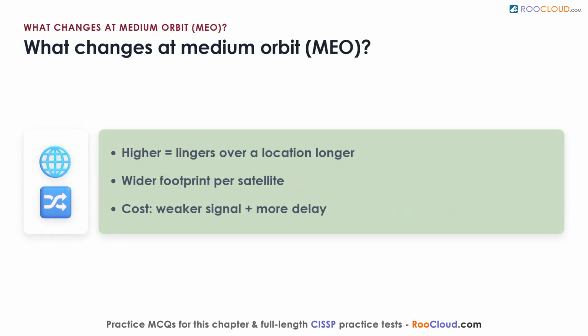What changes with a medium orbit satellite? It sits higher, so it lingers over a location longer than a low orbit satellite and covers a wider footprint from a single spacecraft. The cost of that height is a weaker signal and more delay, since the waves travel farther. It is a middle ground, trading some responsiveness for broader, steadier reach. Picture watching a parade from a second-floor balcony instead of the curb. You see more of the street at once, but the marchers look smaller and their voices arrive a beat later.